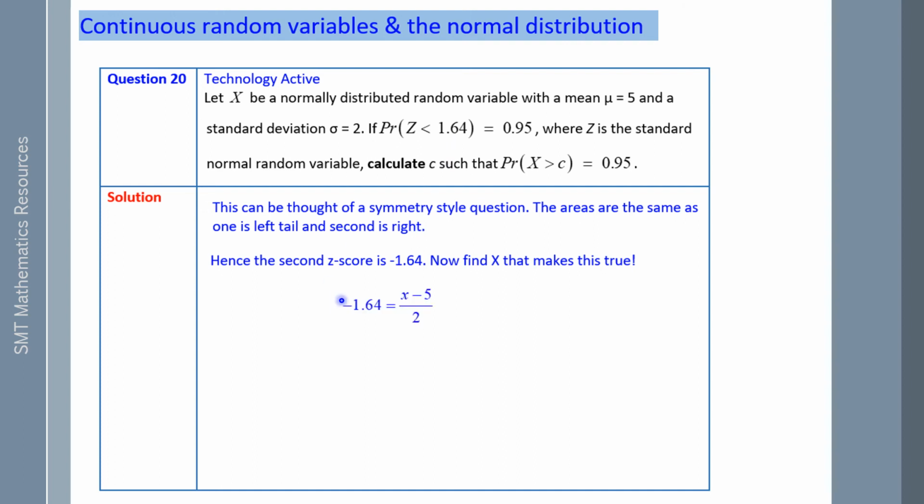So now my z score rule, z equals x minus mu over sigma. My x I don't know, my mu is 5 and my standard deviation is 2. Rearranging, multiply both sides by 2, then add 5. That score would be 1.72. That c value, x would be greater than 1.72 to ensure that to the right is 95%.